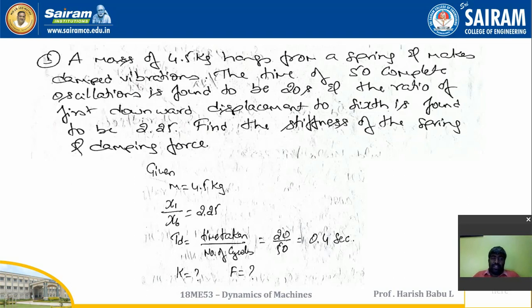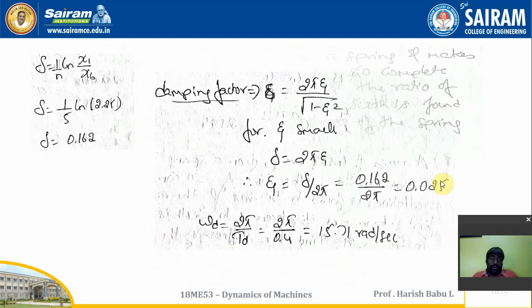So from the question, the given data will be mass is 4.5 kg. The ratio between x1 to x6 is 2.25. And they given the time, that is the time taken, 20 seconds, divided by 50 oscillations, so that is going to give 0.4 seconds. And you have to find out the k value, that is the stiffness, and the damping force F.